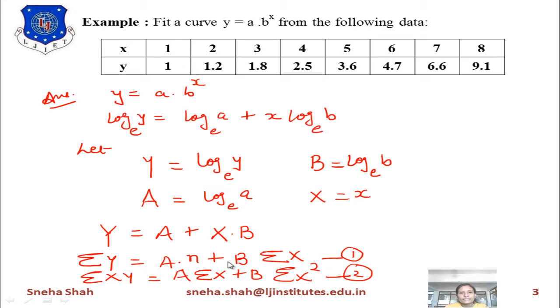Now in this example, you are given 1, 2, 3, 4, 5, 6, 7 and 8. So 8 samples are given to you. So small n equals 8. So I will put all these values in these equations to derive the coefficient values of A and B.